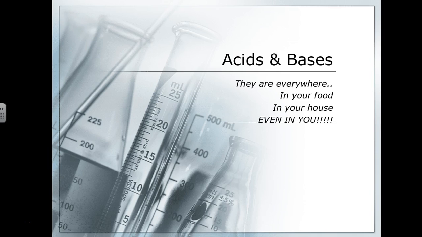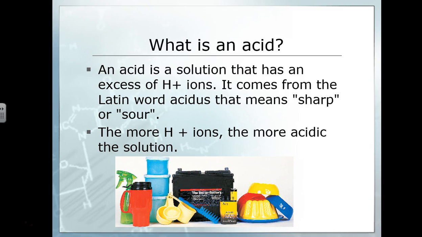Today we're going to take a look at the properties of acids and bases, and we're also going to learn about the pH scale and how to measure whether something is acidic or basic. So the first thing to know is what is an acid. Make sure you have your note sheet beside you and that you are taking guided notes as it goes through this presentation. So an acid is a solution that has an excess of hydrogen plus ions.